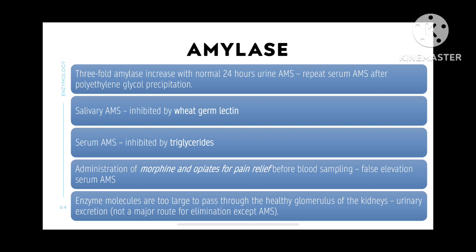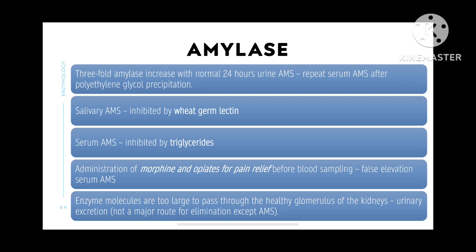Amylase in serum and urine is stable, while little loss of activity occurs at room temperature for 1 week or at 4 degrees Celsius for 2 months. Because plasma triglycerides suppress or inhibit serum amylase activity, amylase values may be normal in acute pancreatitis with hyperlipemia.